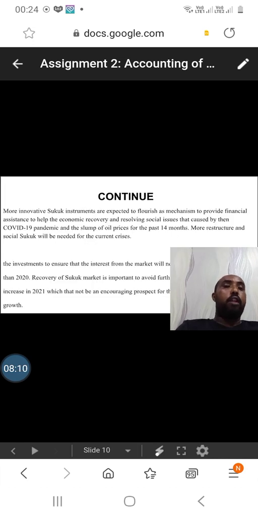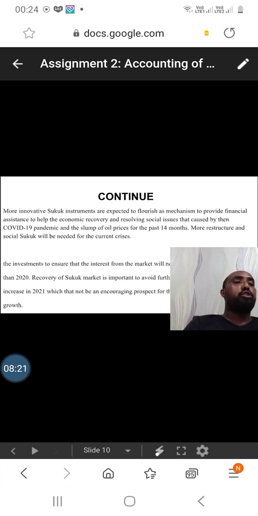Moreover, innovative Sukuk instruments are expected to flourish as a mechanism to provide financial assistance to help economic recovery and resolve the social issues caused by the COVID-19 pandemic, which together with the oil price has been an issue for the past 14 months. Social Sukuk will be needed for the current crisis. Investors also need to come together and look at which areas they have to improve. Still, the lower-income communities are the most critical, as they are those who don't have any help with this current issue.